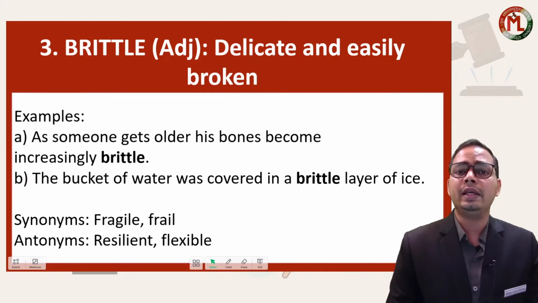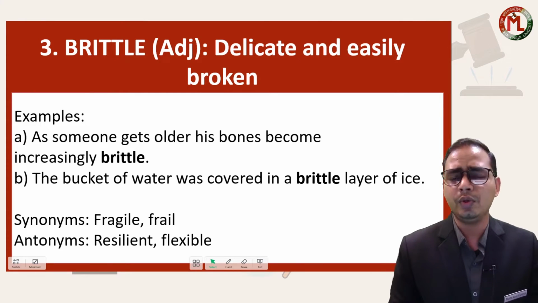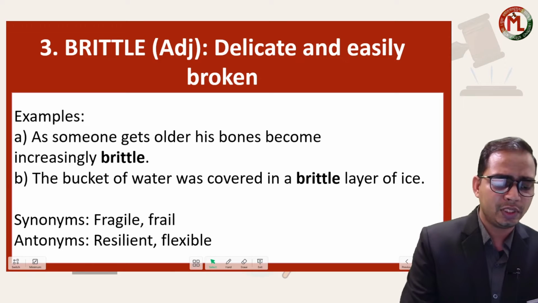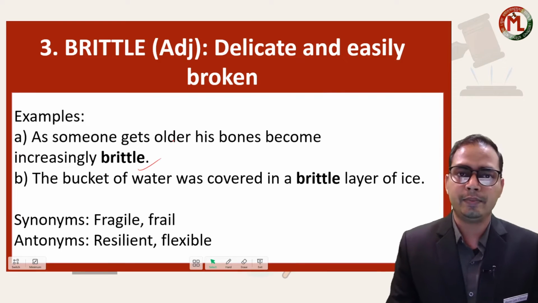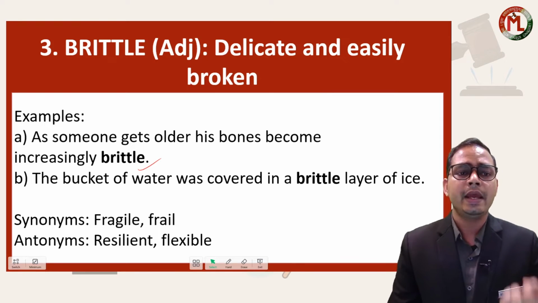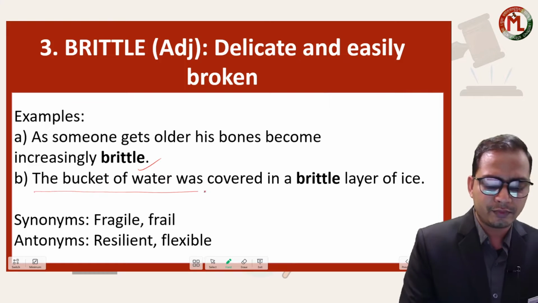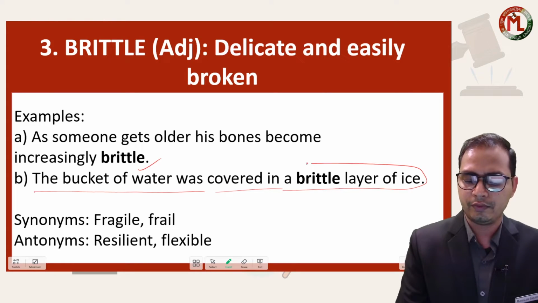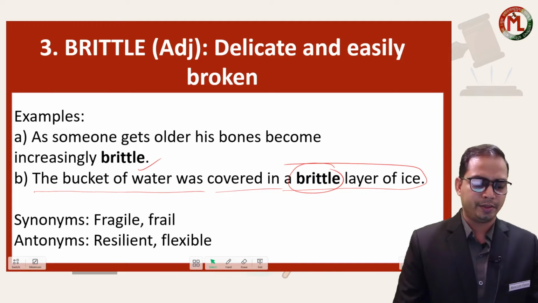The third word in the list is brittle. Brittle means something which is delicate or easily broken, something fragile. For example, as someone gets older, his bones become increasingly brittle. It means as a person grows old, the calcium in his bones starts decreasing and his bones start becoming weak. The second one is the bucket of water was covered in a brittle layer of ice. It means a layer had frozen. How was it? It was brittle, delicate.